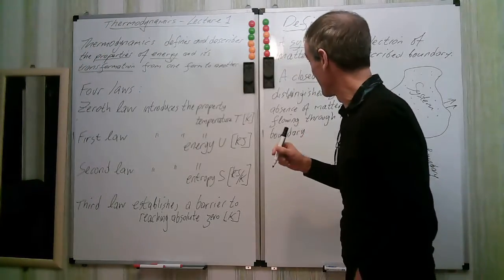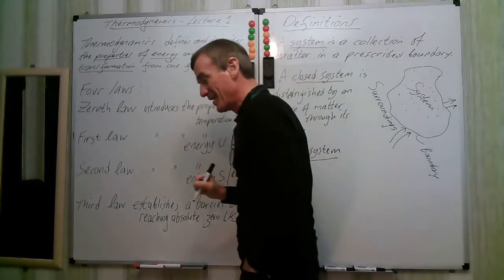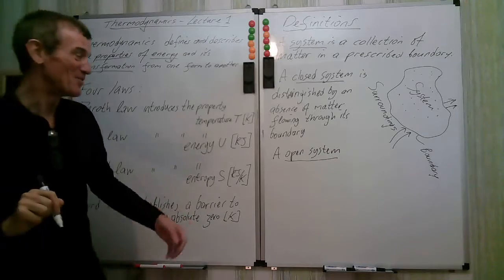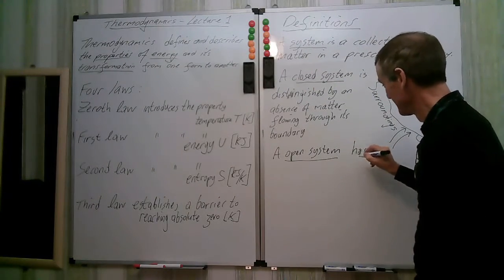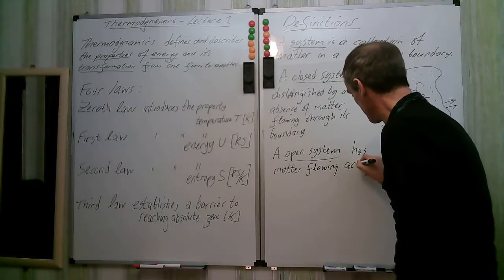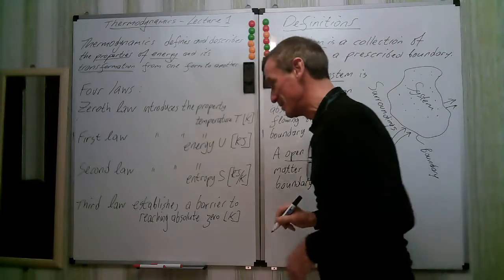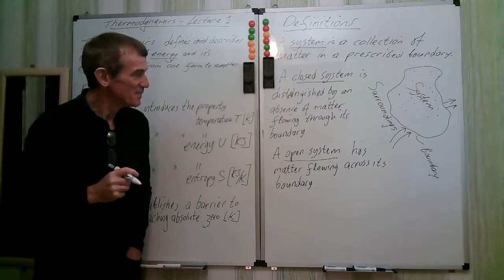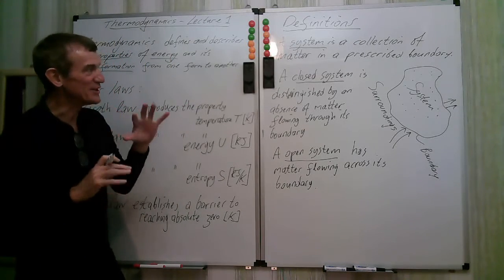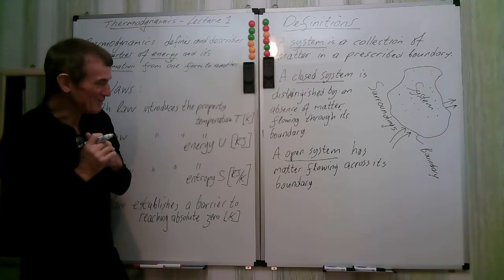Well, an open system, of course, is the opposite of that. So an open system, what distinguishes an open system, it has matter flowing across its boundary. So that's an open system, which we'll get on to. We will look at open systems on the course. A lot of the early stuff I'll be looking at closed systems, because we will be looking at what is known as equilibrium thermodynamics, where things move very slowly indeed, and I won't be thinking about matter flowing across the boundary.